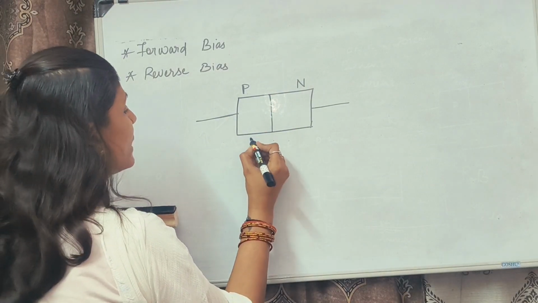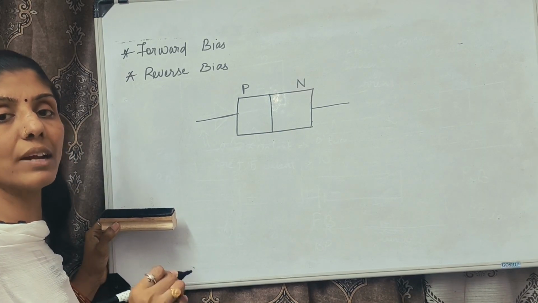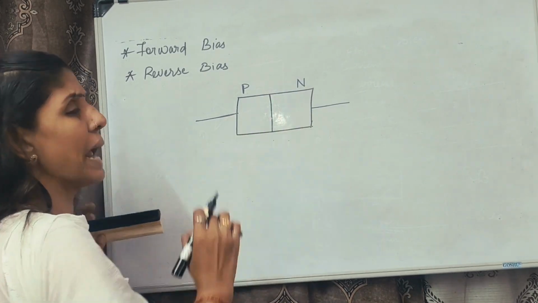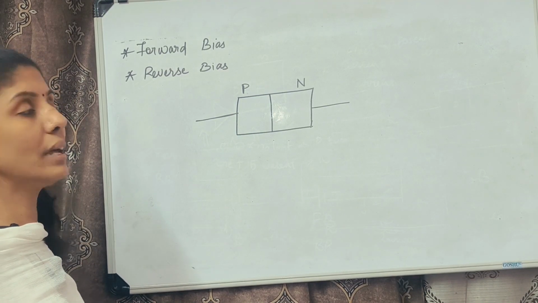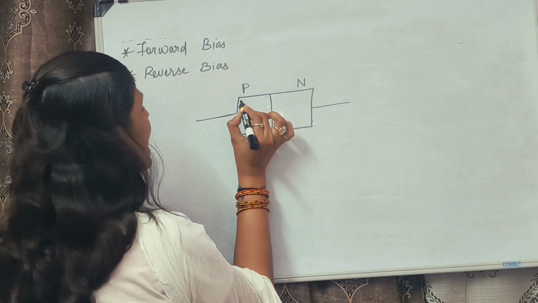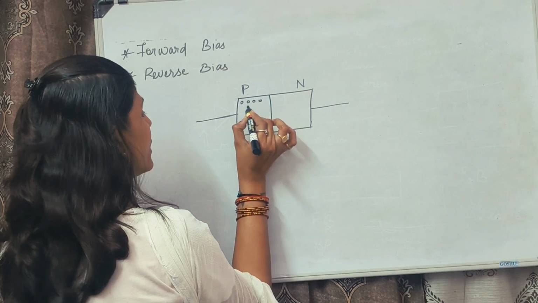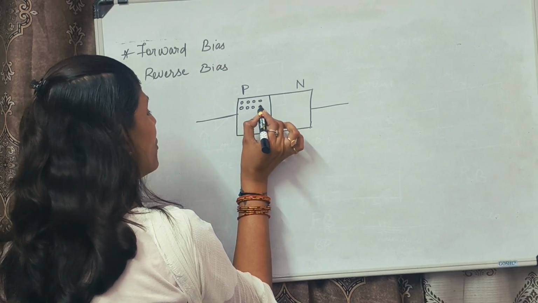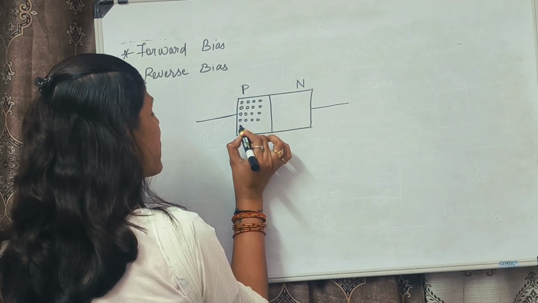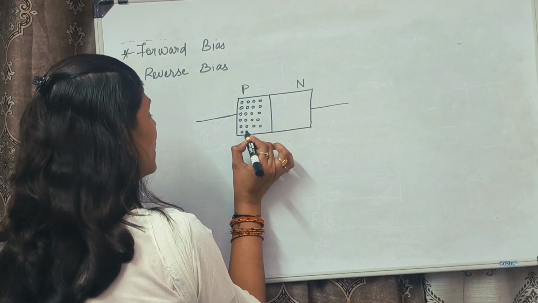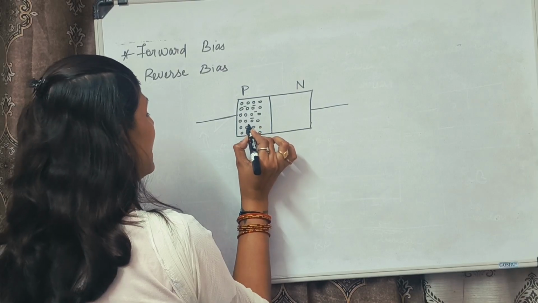In the p-type semiconductor, holes are the majority charge carrier and electrons are the minority charge carrier. In the n-type semiconductor, electrons are the majority charge carrier and holes are the minority charge carrier. The holes I am showing by the circle, and holes are the majority charge carrier, meaning the number of holes is more. Electrons are the minority charge carriers.